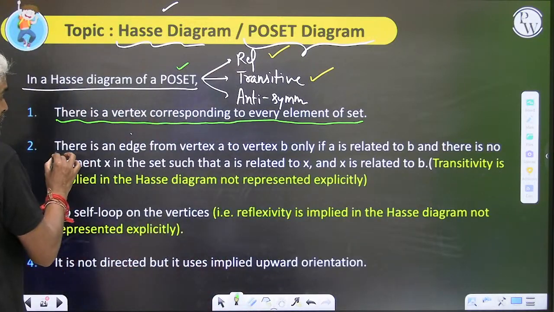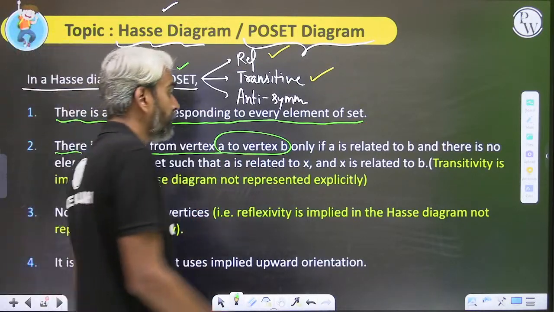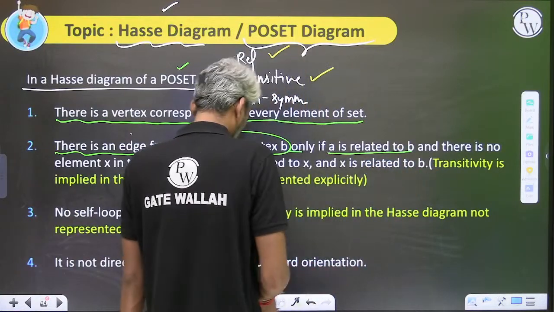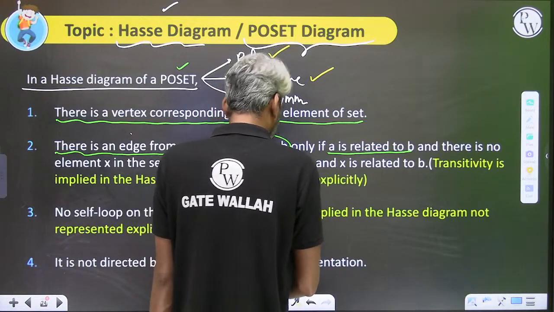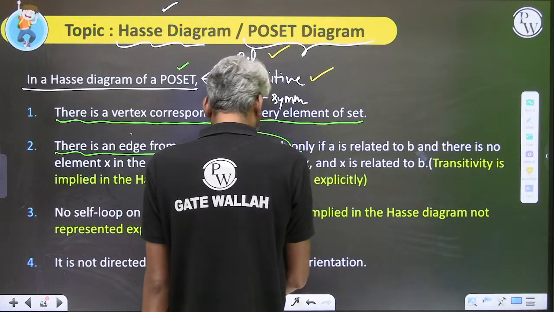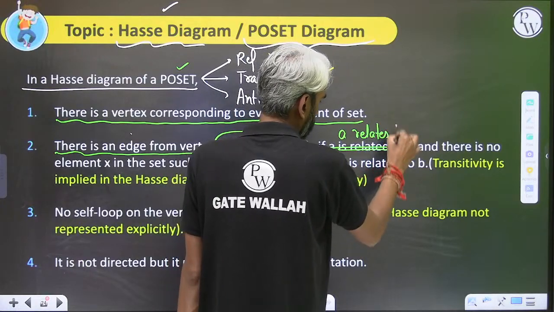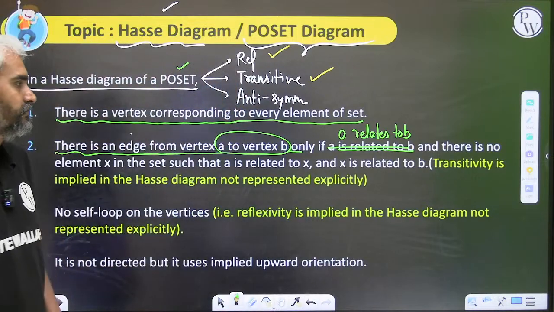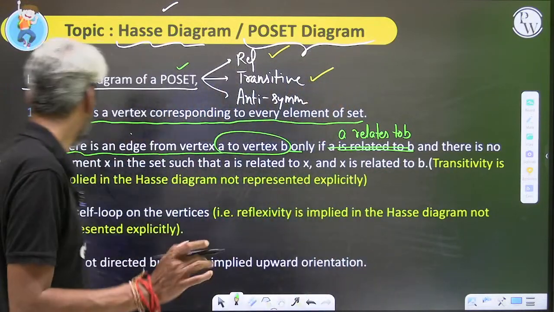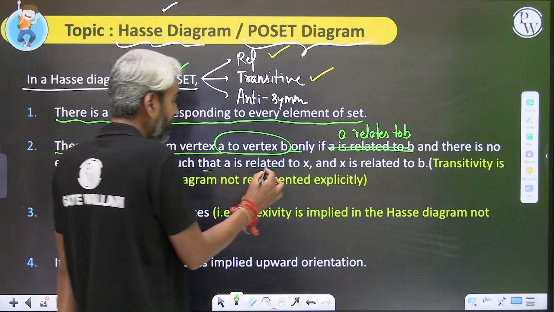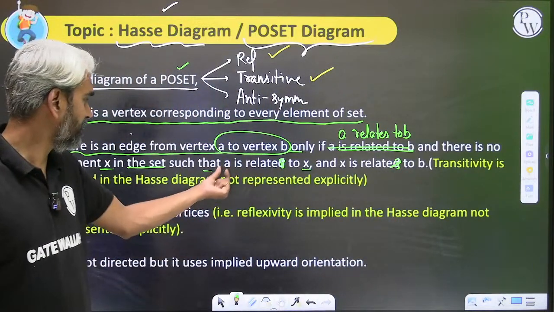But what will happen? Sir, there is an edge from vertex A to vertex B only if A relates to B, that means the pair (A, B) is present, and there is no element X in the set such that A relates to X and X relates to B. So there should not be any element X such that A relates to X and X relates to B.